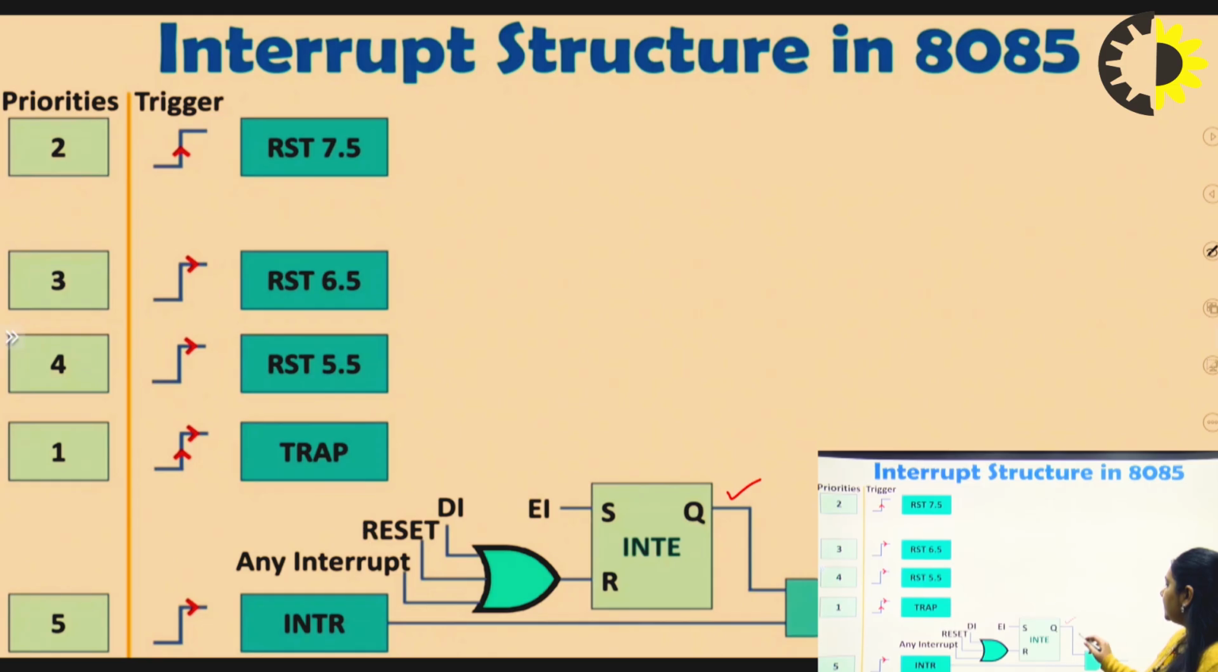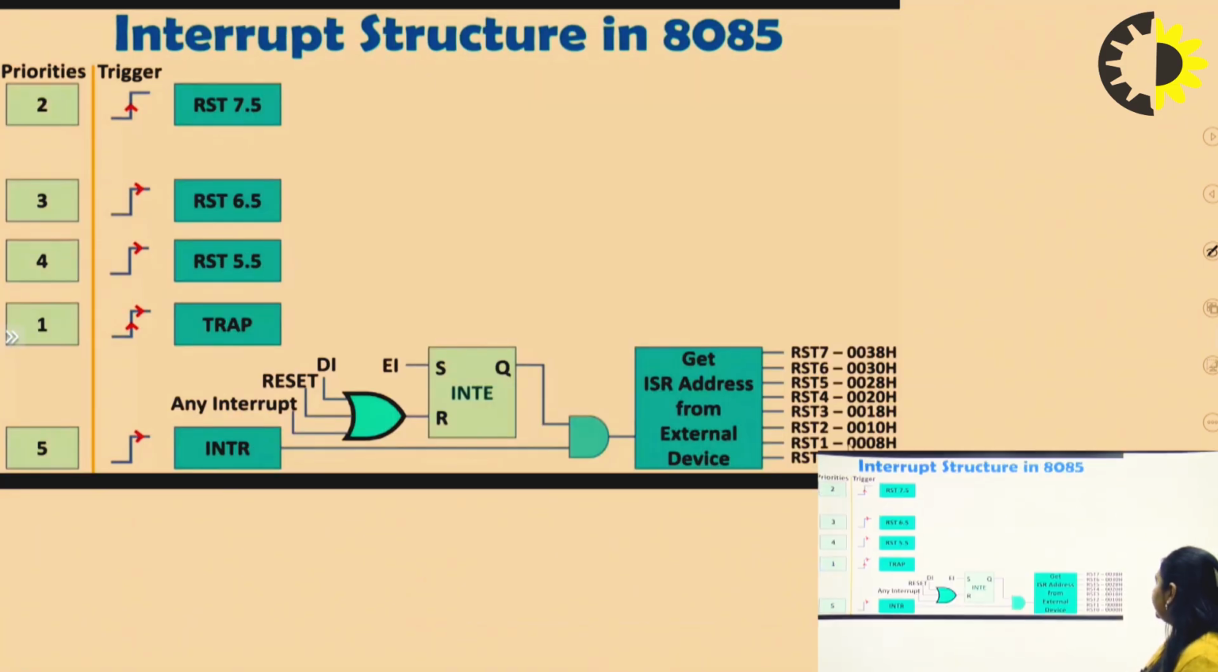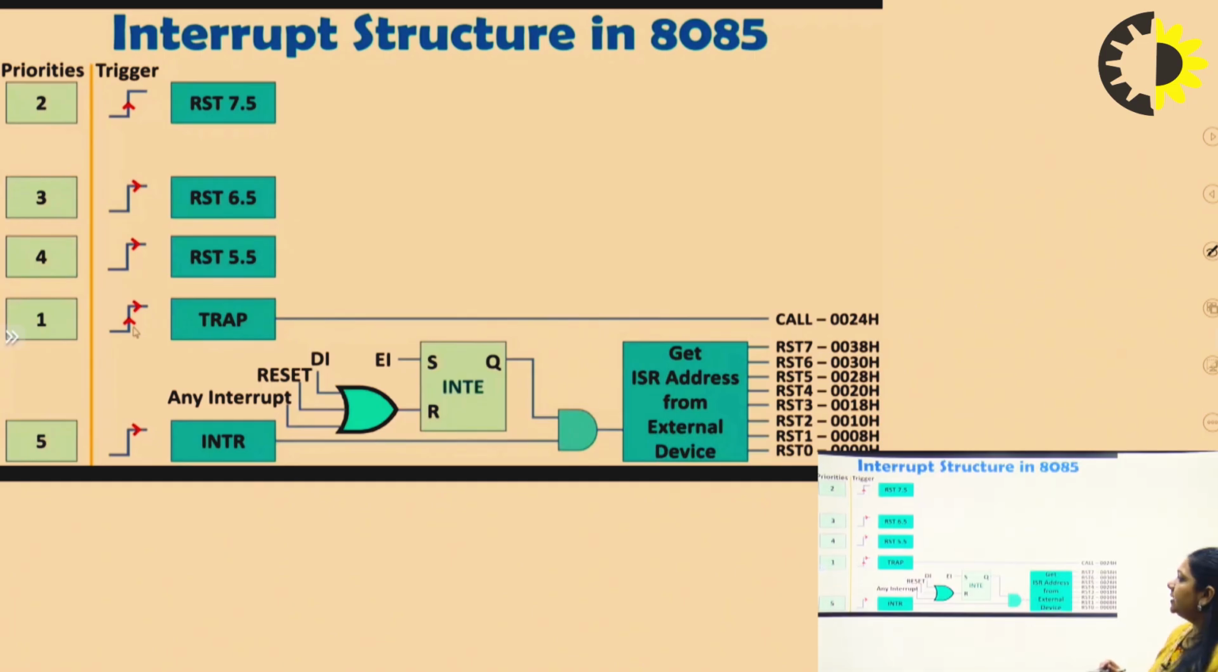Further, the output of this SR flip-flop will enable the AND gate here, and we will have the interrupt service routine addresses from the external device. We also have 8 software interrupts, RST 0 to RST 7, and every RST has its own vectored address, which is fixed. We cannot change the address. Next is trap. You can see a straight line here and the address is call 0024, because trap is not stopped by the microprocessor. We have to deal with the trap. That is why it is call 0024.